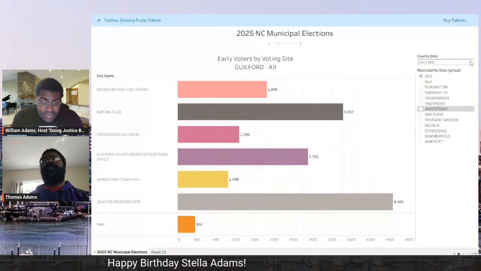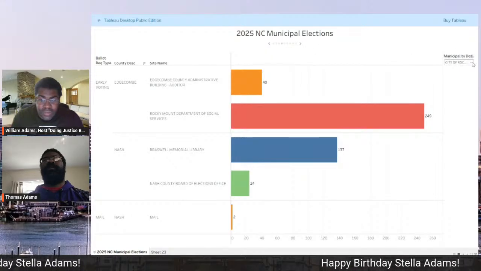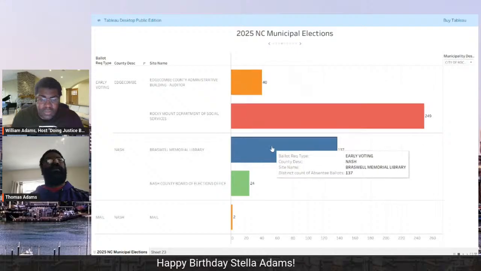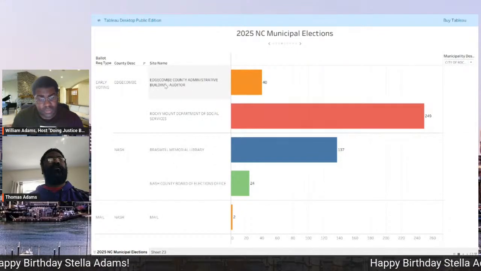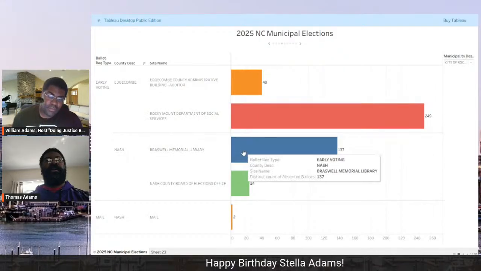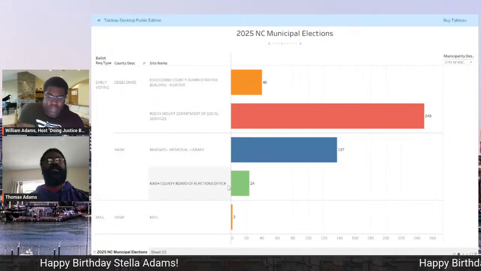So let me see. We'll take a look at Rocky Mount. You see Rocky Mount there. These are the early voters, people from Edgecombe County. And then there are people from Nash County who voted early.